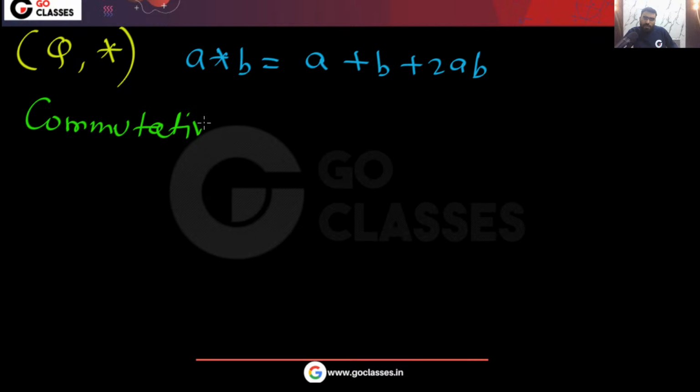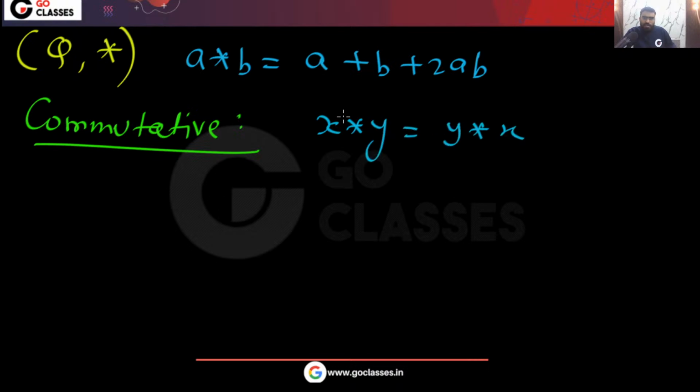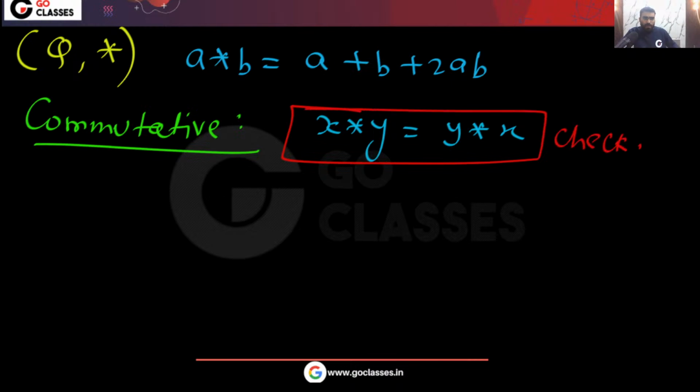Is this commutative? For commutative, you need to check: can I say x star y is equal to y star x? This is what we need to check. So let's just check it.